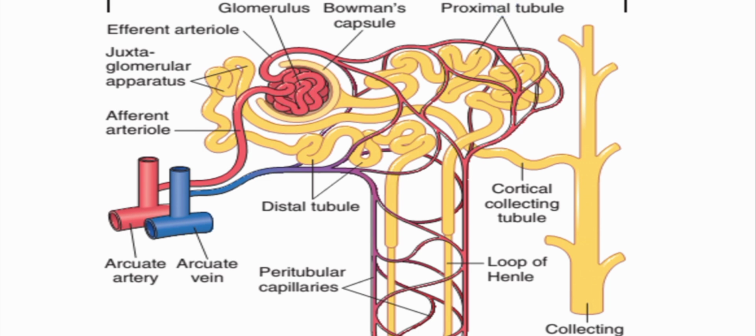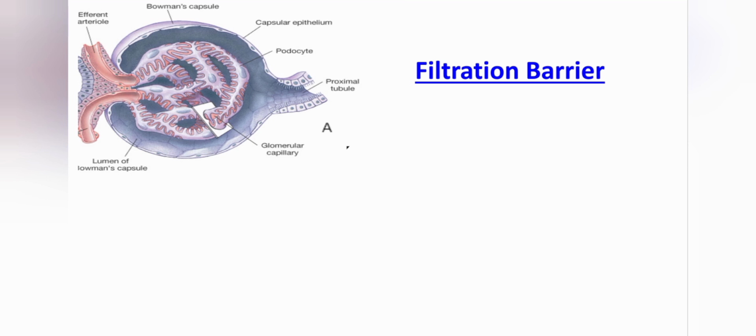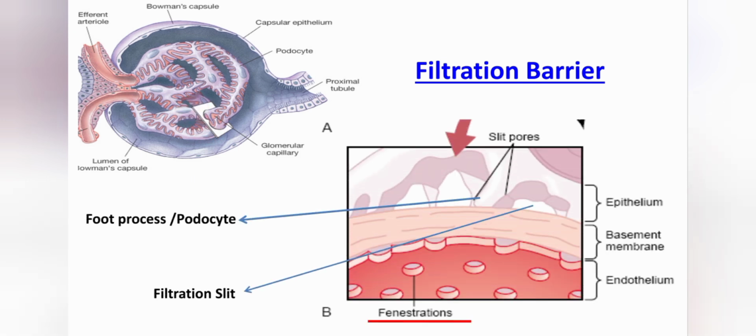Now let's see an enlarged view of the Bowman's capsule and glomerular filtrate. As you can see, this is the afferent arteriole, this is the glomerular capillaries or glomerulus, and this is the efferent arteriole. As I said, when the blood passes through these glomerular capillaries, it becomes glomerular filtrate. So let's examine the cross section of a typical glomerular capillary, and here is an enlarged view.